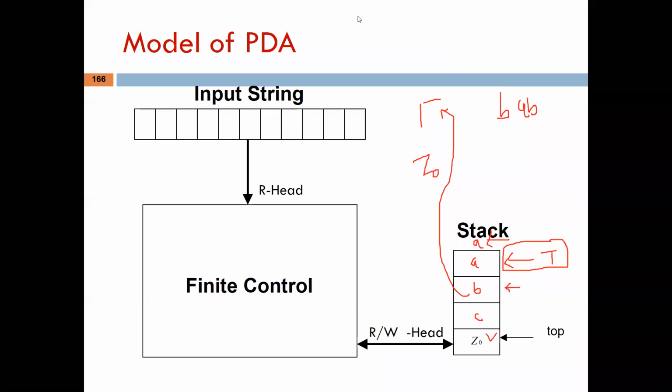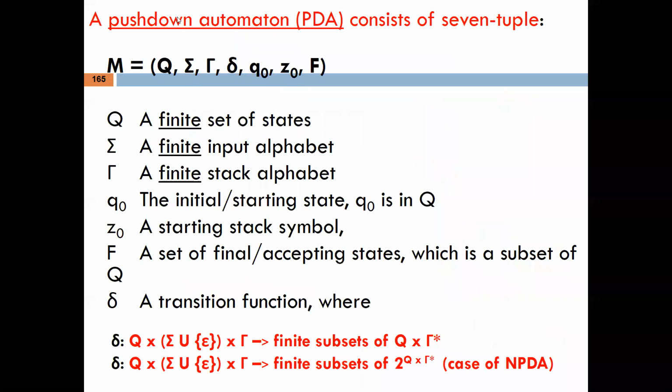The part is the 7-tuple simply. So if we talk about all the tuples, Q is the same as DFA, that is a finite set of states, and the second one is sigma, that is the finite input alphabet. And tau is what? Tau is the finite stack alphabet, or stack symbol, right? And Z naught is what? Initial stack symbol. You can write here initial stack symbol. And Q0 is what? Q0 is the initial state. F is what? F is the final state.